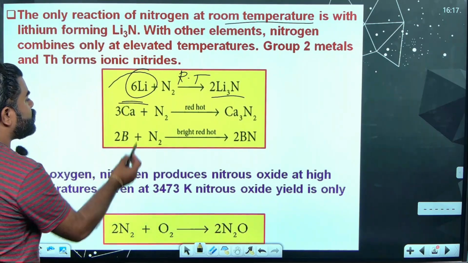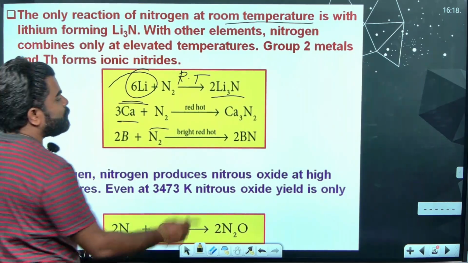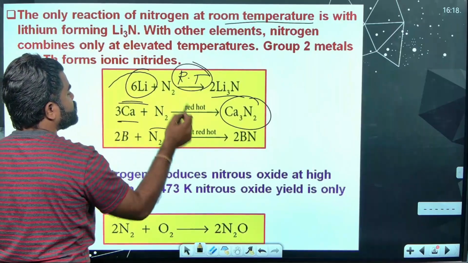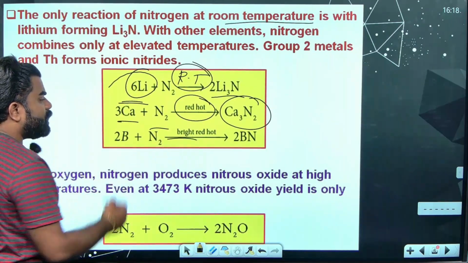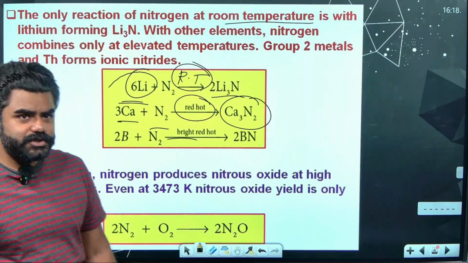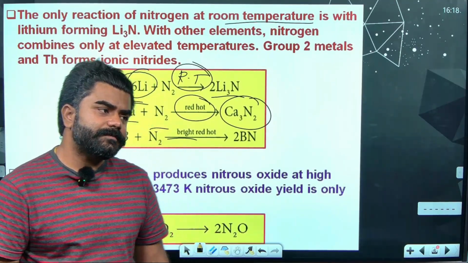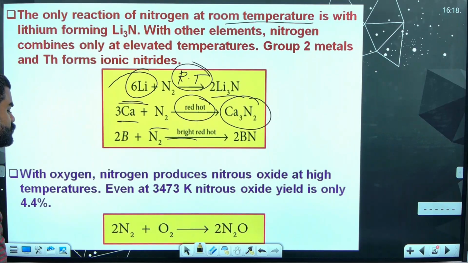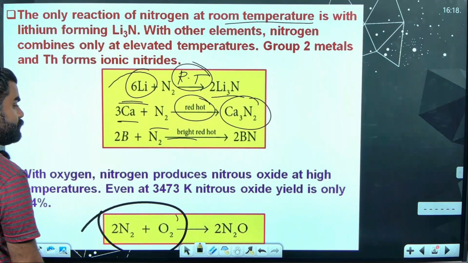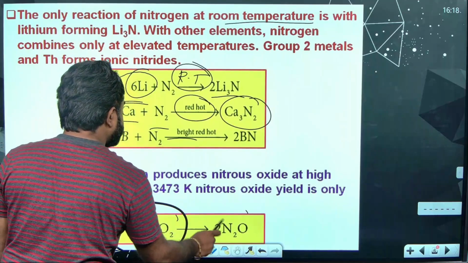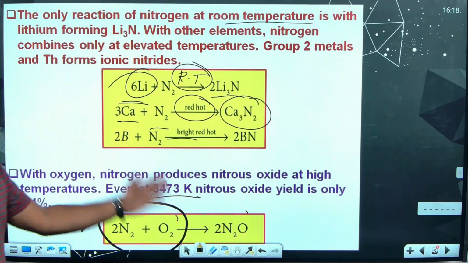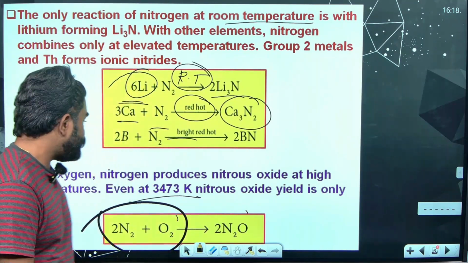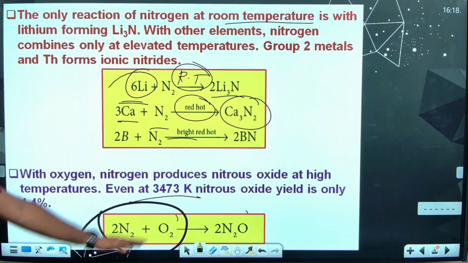But calcium ஓட பார்த்தீங்கன்னா, calcium nitrogen ஓட react பண்ணும்போது you get calcium nitride, but it doesn't take place at room temperature, it takes place at red hot condition. Similarly with boron, that also takes place at elevated temperatures, not at room temperature. Okay, and also you see that nitrogen reacts with oxygen to form nitrous oxide at a temperature of about 3473 Kelvin. அவ்வளோ higher temperatures போயும் you see that you get only 4.4% of nitrous oxide.